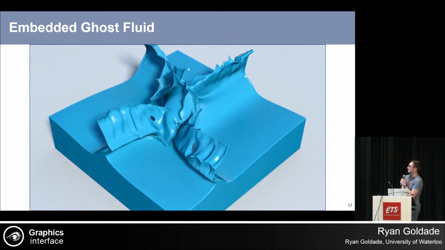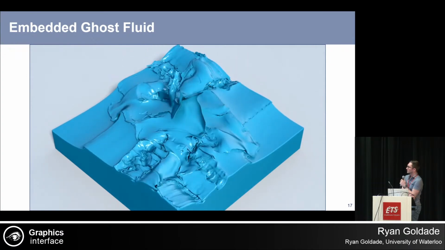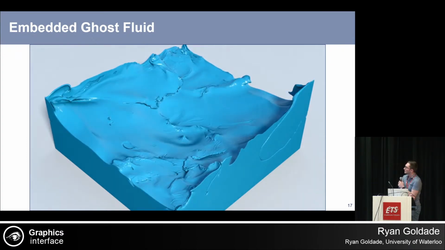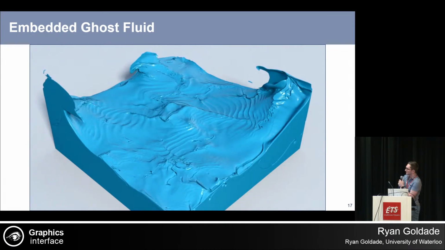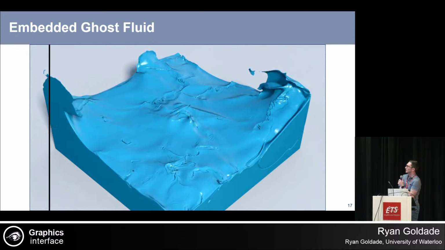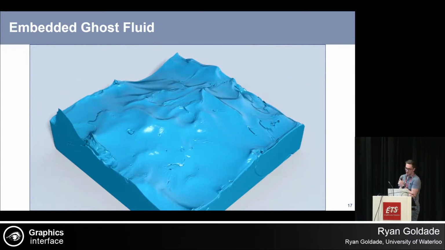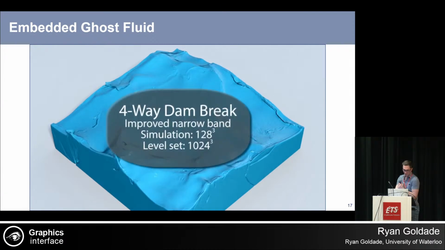So this is our method with the improved ghost fluid. We're not using any error correction, just to make it obvious. See these stair-step artifacts that show up if you don't do this, as in previous work, and then this is the result of our improvements.